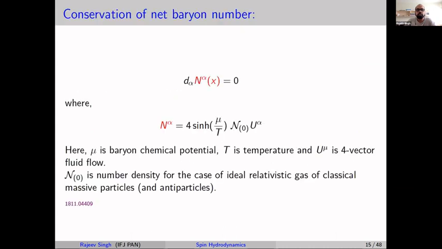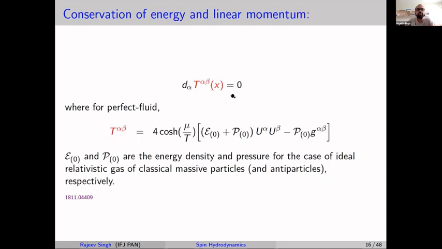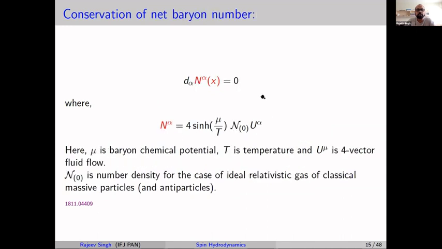Yeah, so I'll first talk about the perfect fluid hydrodynamics, or the case without any spin. This has two conservation laws: conservation of net baryon number, which is expressed in this form, and the conservation of energy and linear momentum, which is expressed in this form. So this is the baryon number density, where mu is the baryon chemical potential and T is temperature. And this is the number density for the ideal relativistic gas of classical massive particles, like a Boltzmann gas, meaning to get the simplest possible framework.